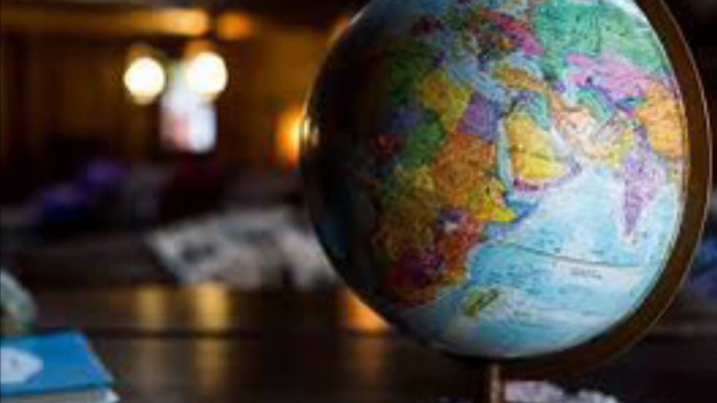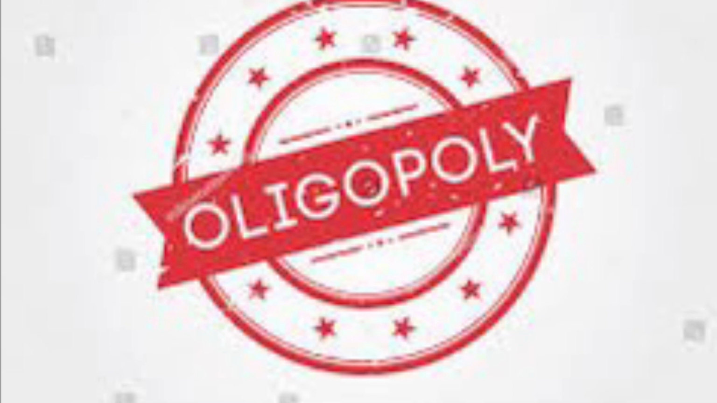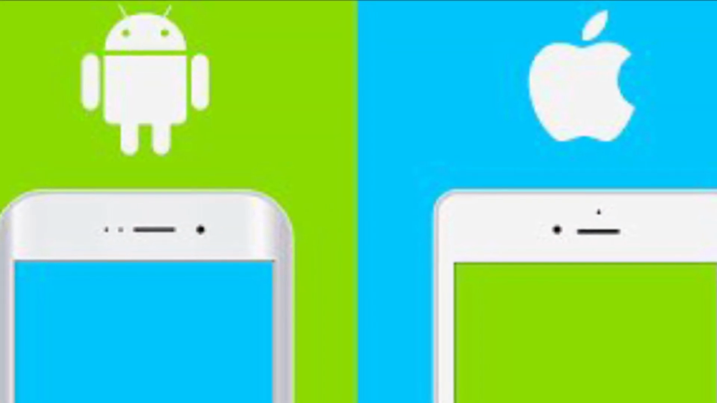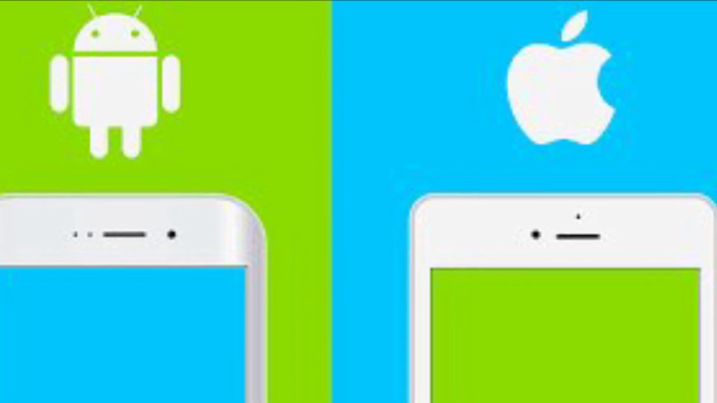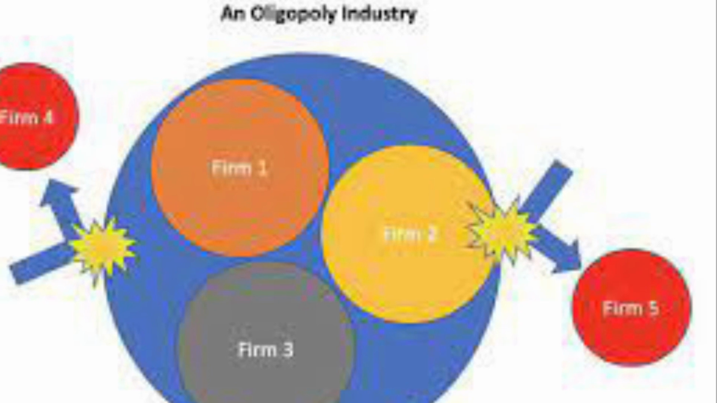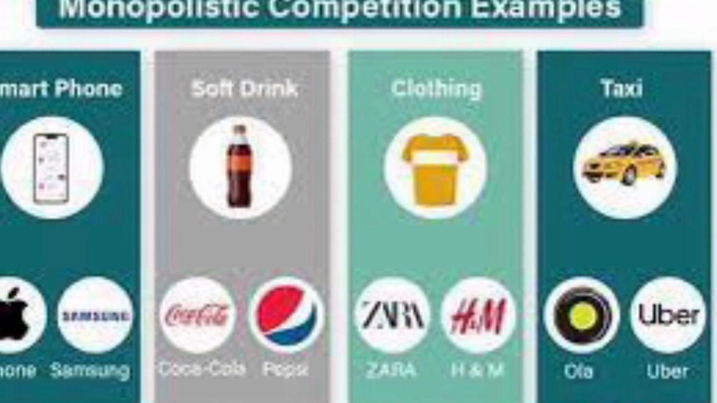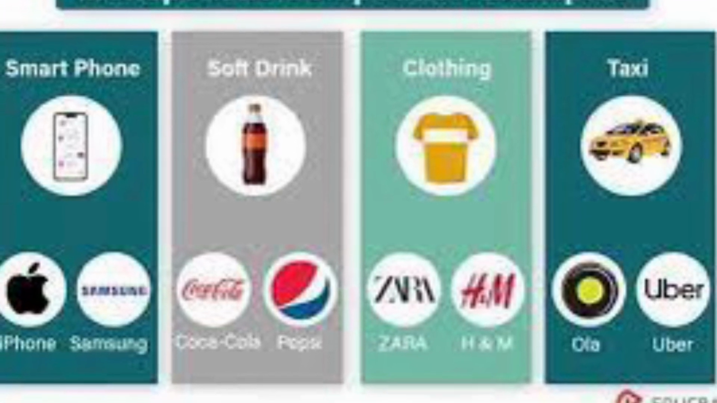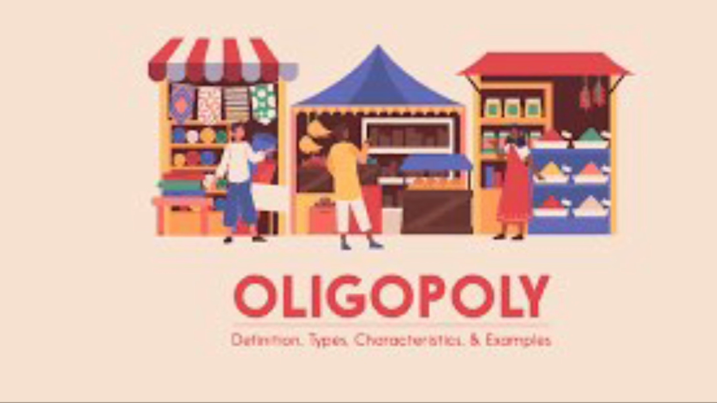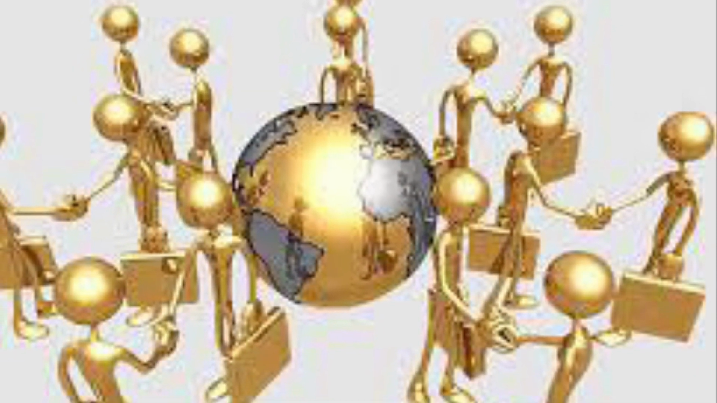To conclude this video, oligopoly is a complex and dynamic market structure with significant implications for various stakeholders. While it can lead to innovation and efficiency, it also raises concerns about market power, concentration, and potential anti-competitive behavior. Understanding the key features of oligopolistic markets is essential for policymakers, businesses, and consumers to navigate this challenging landscape and create a fairer and more competitive economic environment.